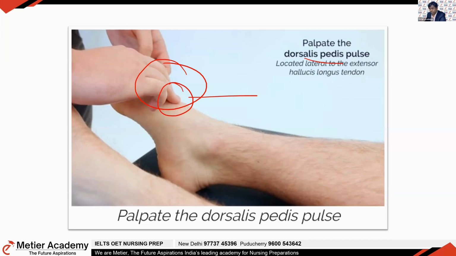Doctors, many times I told you I assess the radial pulse, and doctors will assess the dorsalis pedis pulse. The radial pulse will be there, the dorsalis pedis will be there. If they are absent, the patient is going into shock, hypovolemic shock. So this is also important.